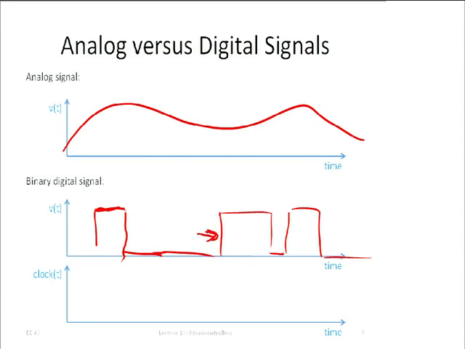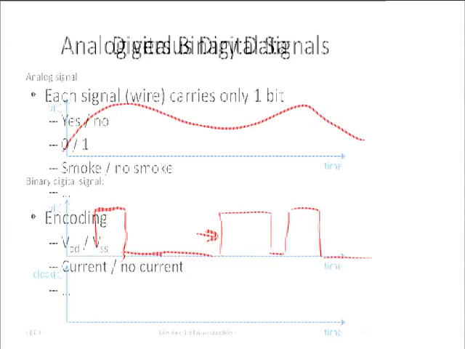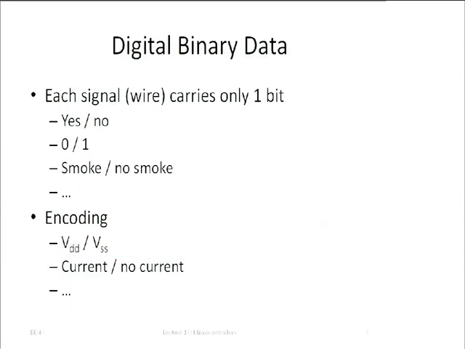And there is also a clock in a digital system. We haven't talked about that yet. So digital binary data, and again, you probably have heard of this stuff, right? In binary data, every wire carries only one of two values, one bit of information, that's what it's called. It could be yes, no, 0, 1, smoke, no smoke, and so on. And then again, the encoding. When we actually build the system, we could have 0 volts or 5 volts or whatever, 0 and VDD. We could have current or no current, and all sorts of other versions are possible.